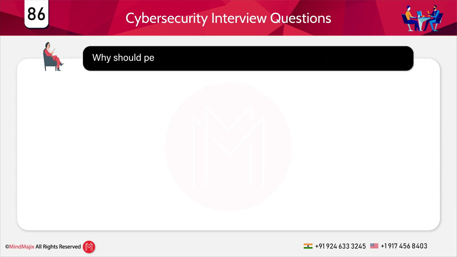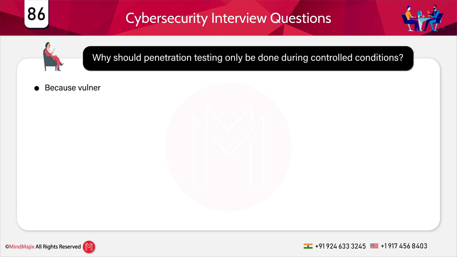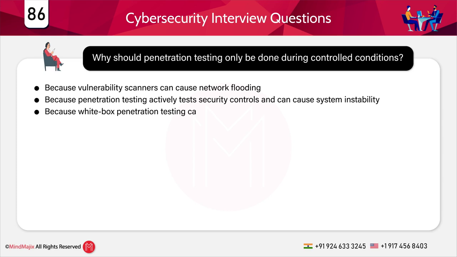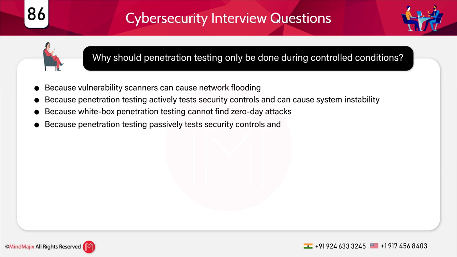Next, why should penetration testing only be done during controlled conditions? Because vulnerability scanners can cause network flooding, because penetration testing actively tests security controls and can cause system instability, because white box penetration testing cannot find zero-day attacks, because penetration testing passively tests security controls and causes system instability.